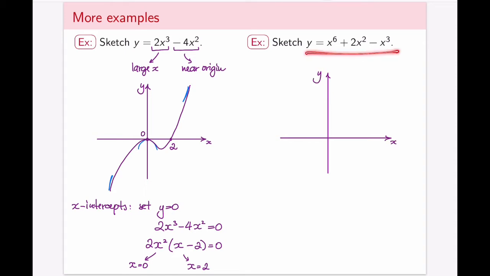So what I have is this polynomial has 3 terms. So what I'm actually looking for, as before, is the largest power that will dominate for large values of x. So here powers of x are 6, 2, and 3. So the largest one, of course, is x to the 6. So this will dominate for large values of x. The smallest power is minus x cubed.